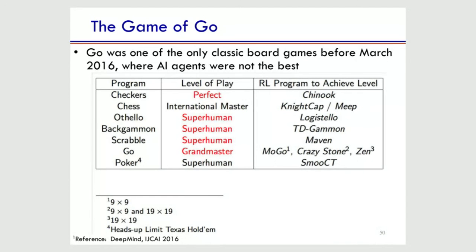Why the game of Go, and why 2016 was an interesting time when Google did something interesting, is that before 2016, RL based agents, reinforcement learning based agents, had achieved really good performance on several other games. These are RL based programs, on different games: Go, poker, Scrabble, backgammon, all these. And on Go, the level was Grandmaster level, which I think in the Go hierarchy is probably not the highest.